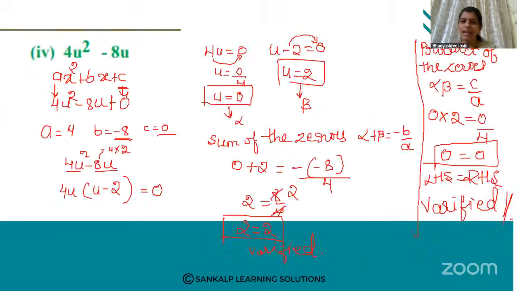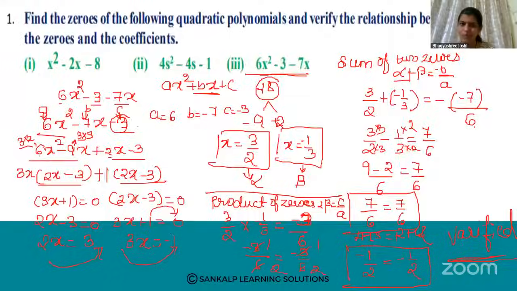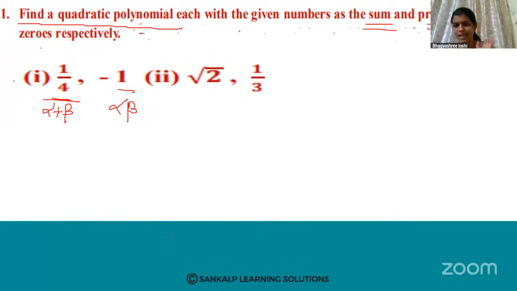See, in the last class I told you, remember this relation, remember this expression. Which one? x into x square minus x into alpha plus beta plus alpha into beta. Remember this expression, I told you. Why? Because when they have given sum and product, that time we are going to use this expression. So in this problem, we are going to use that expression.